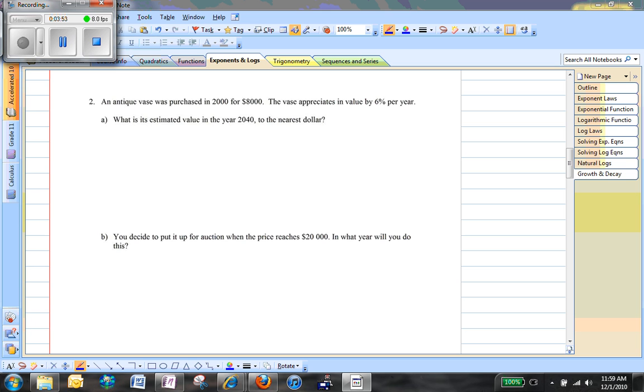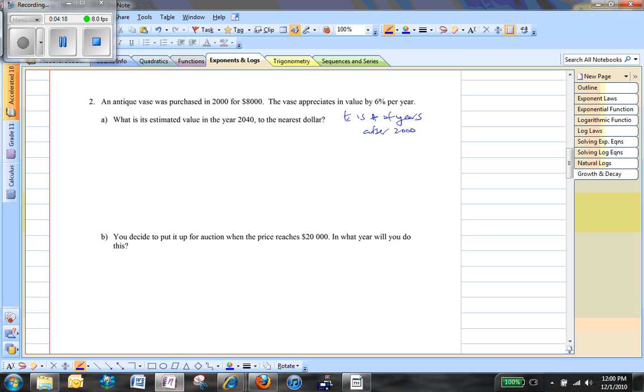In the next example, we have an antique vase that is purchased in the year 2000 for $8,000. The vase appreciates in value by 6% per year. Appreciates means it gains money. So t is the number of years after 2000, because the year 2000 is when this starts.